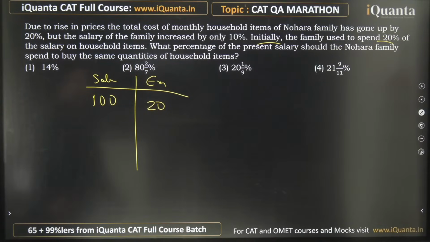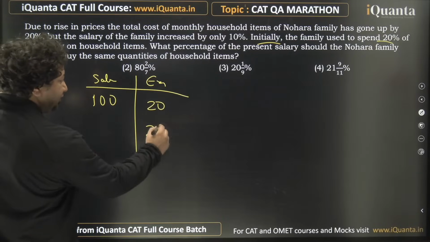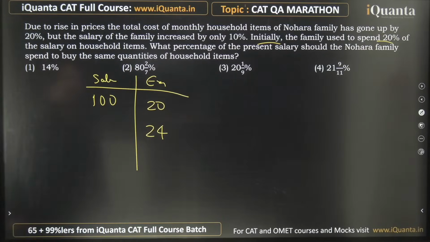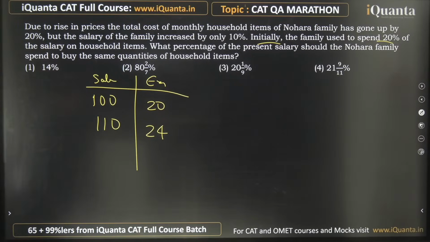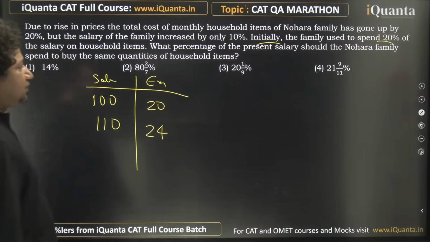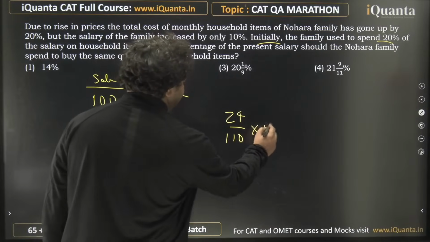Total cost of household items has gone up by 20%. 20% of 20 is 4, so now it is 24. And salary has increased by 10%, as 110. That is the new salary. Cool. As simple as that. So how much are they spending? 24 upon 110 multiplied by 100.